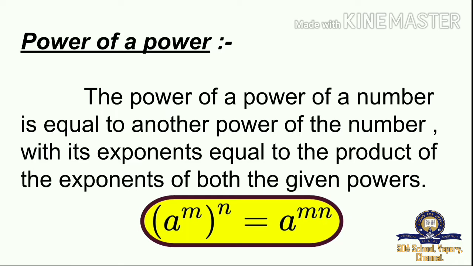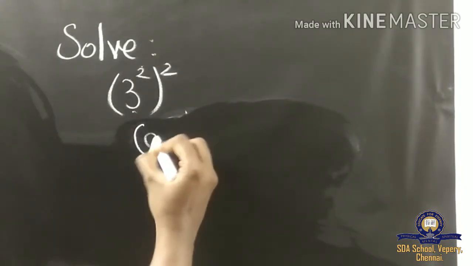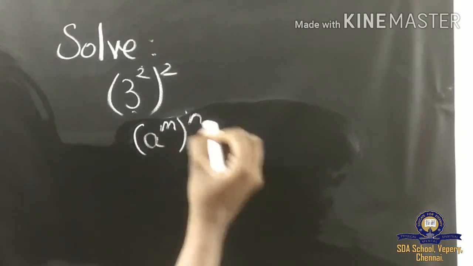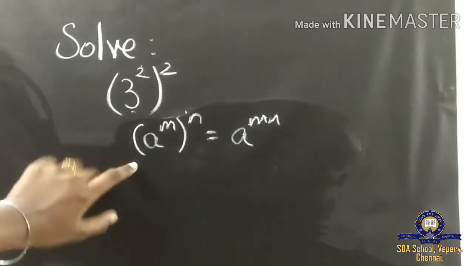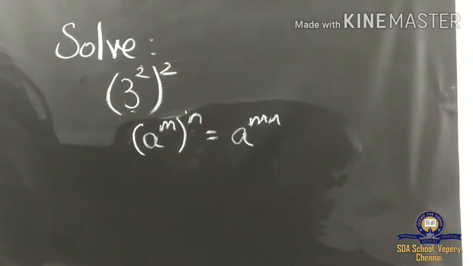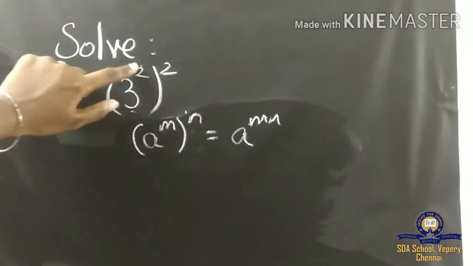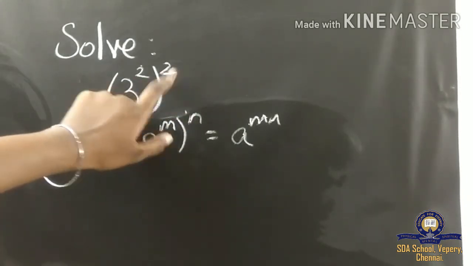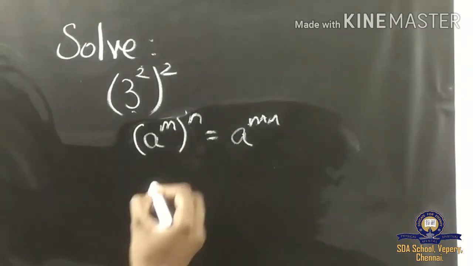Let's see one example. Here it is in the form of (3^2)^2. There is a rule: (a^m)^n is equal to a^(m×n), right? It is in the form of (a^m)^n, right? In the place of a there is a value 3. In the place of m the value is 2. In the place of n there is a value 2, right? So here we are going to replace these values.